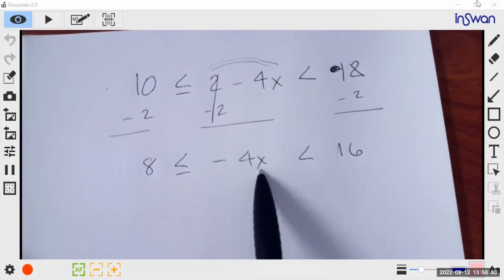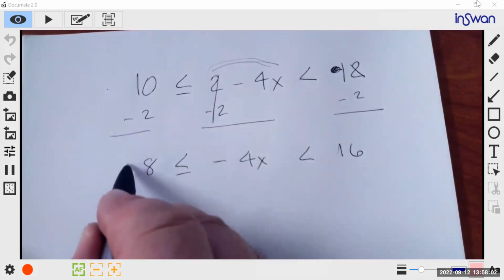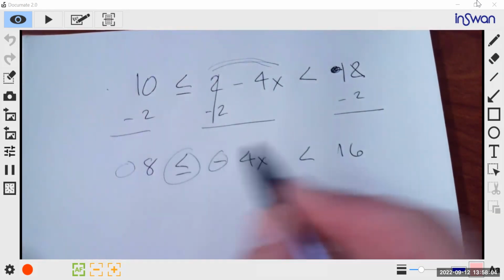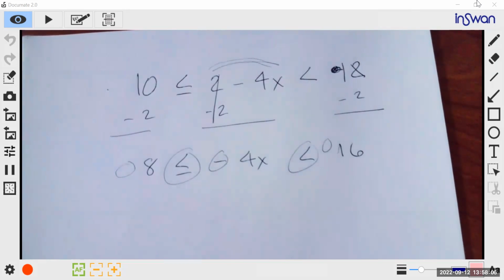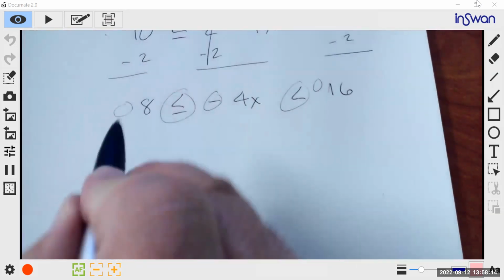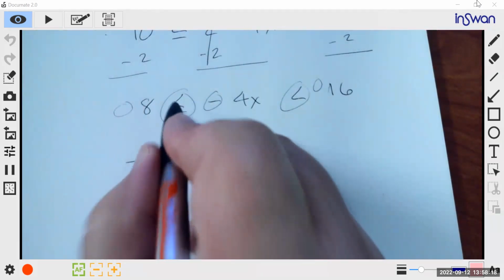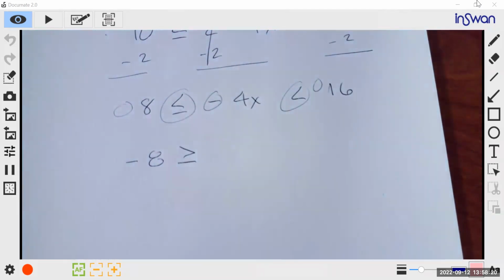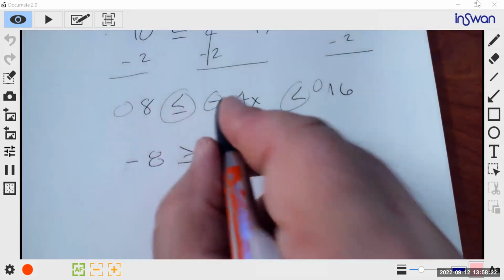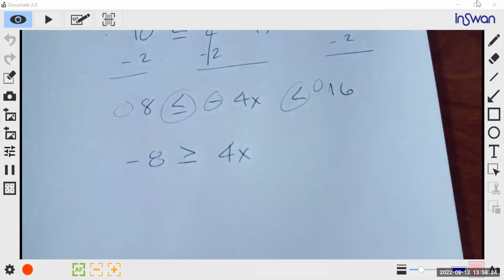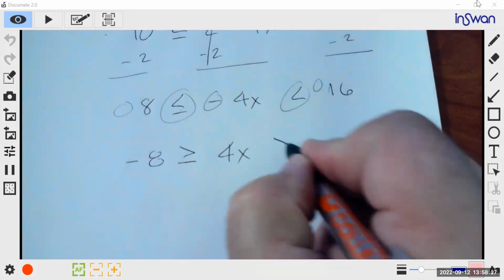Okay, there's a negative in front of the x. So here, I have to change everything across the board. Change the signs of the numbers and change the directions of the inequalities. Make everything opposite. 8 used to be positive 8, now it's negative 8. Used to be less than, now it's greater than or equal to. Used to be negative, now it's positive 4x. Used to be less than, now it's greater than.